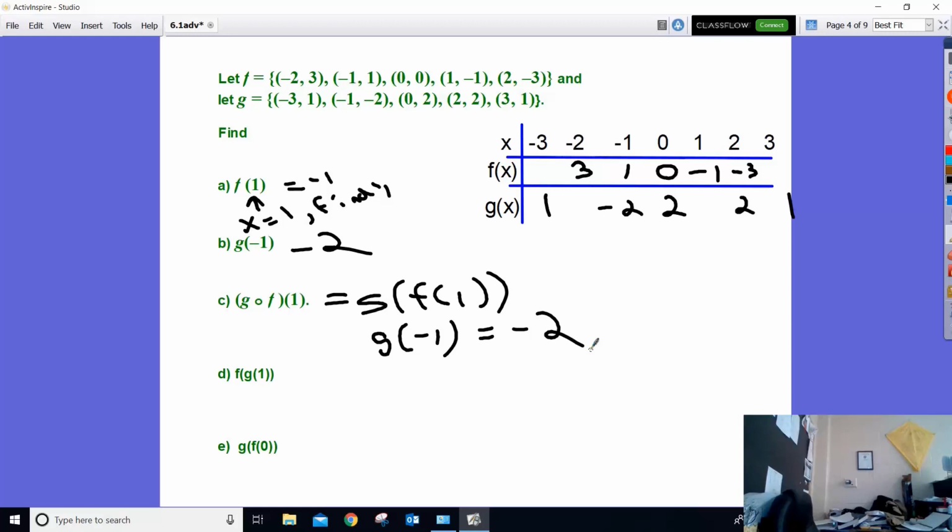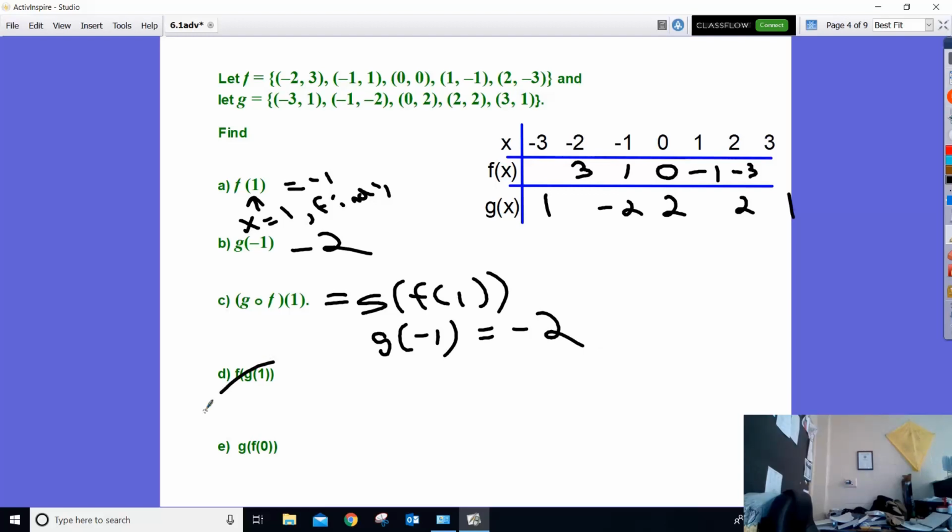Example D is f of g of 1. Porter, what's g of 1? It's nothing. Uh-oh. That's nonsense, right?